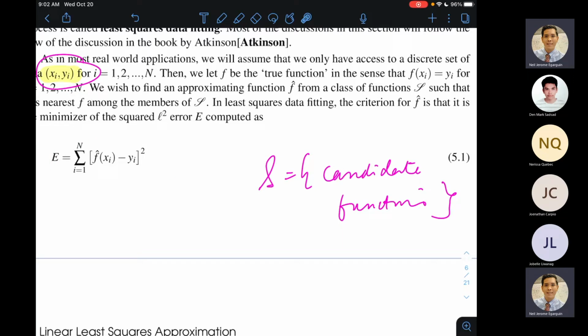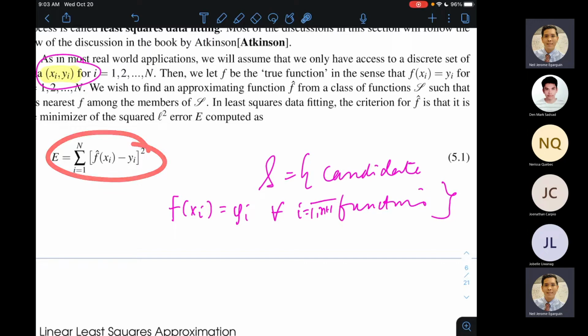Hindi katulad sa interpolation na ni-require natin na f of x i equals y i for all i from 1 to n plus 1. Kasi ni-require natin sa interpolation na 0 yung error dun sa mga interpolatory nodes. Dito sa curve fit, hindi natin nire-require na 0 yung errors dun sa mga y sabays, pero gusto natin yung sum ng squared errors ay maliit. So sort of it gives us a global flavor to the measure of error.